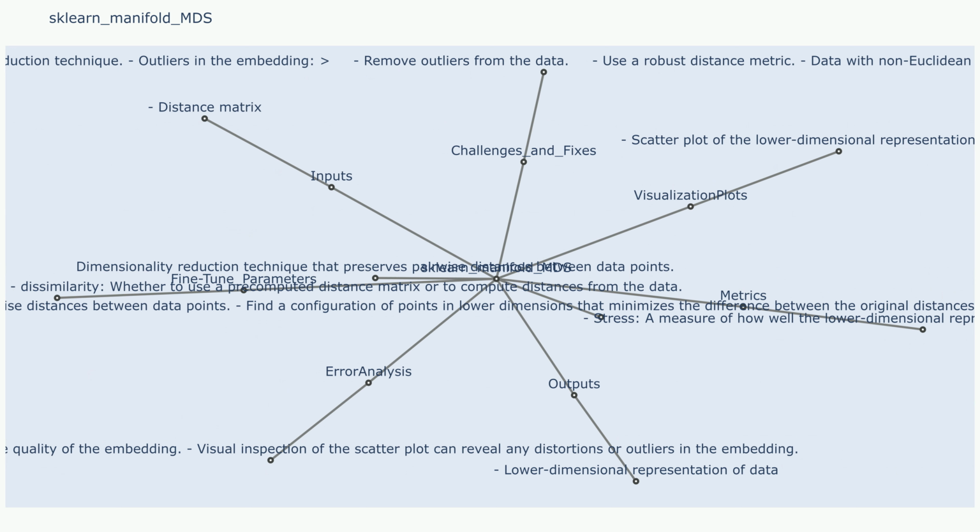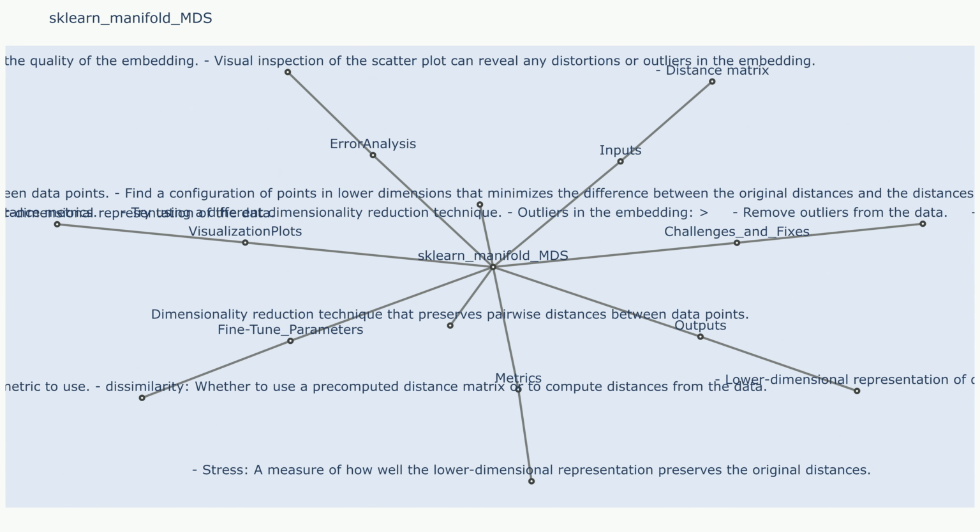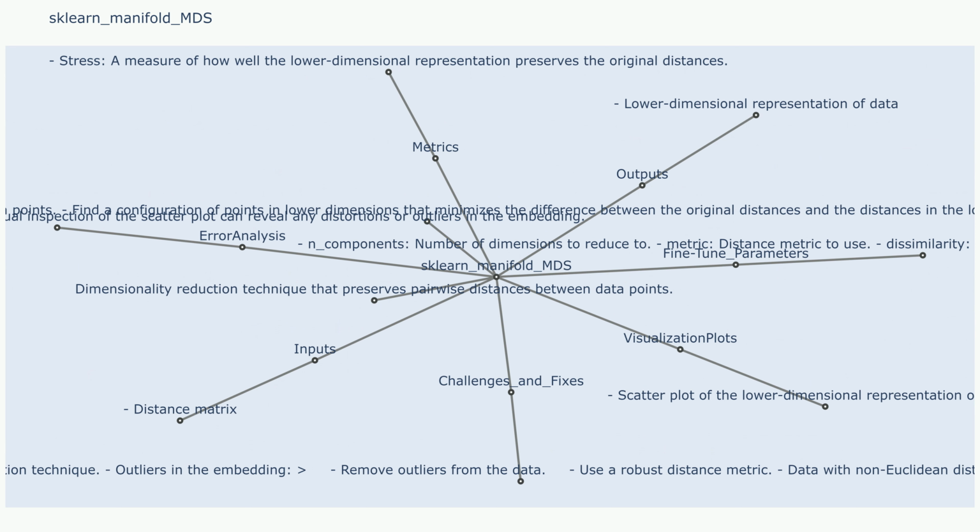It then computes a low-dimensional representation of the data points by finding a configuration that minimizes the difference between the original distances and pairwise distances in the lower dimensional space. Metrics. Metric 1. Explain in detail. Stress is a common metric used to evaluate the quality of the MDS embedding. It measures the deviation of the distances in the low-dimensional space from the original distances. A lower stress value indicates a better fit. Metric 2. Explain in detail.